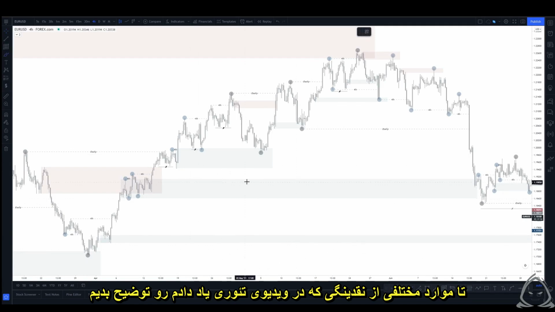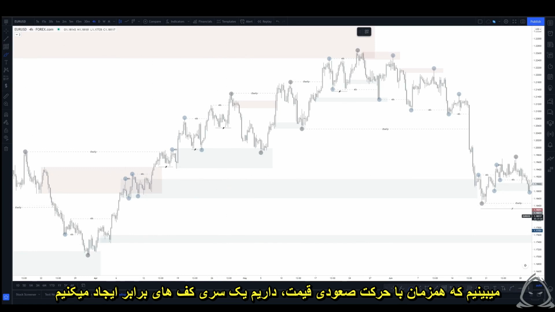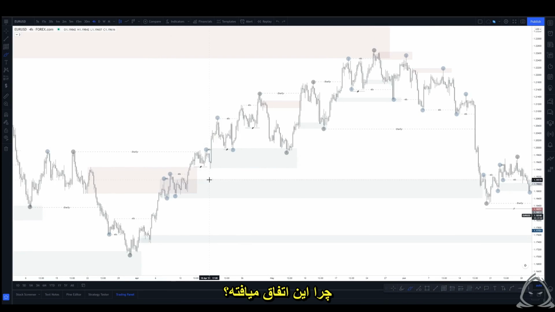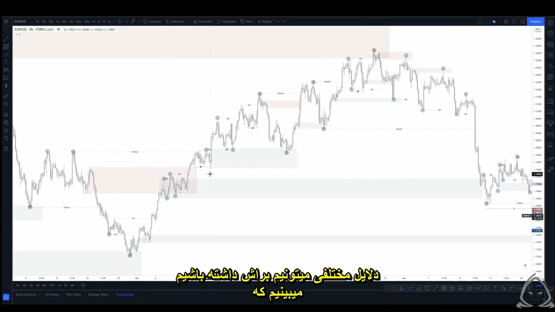So what we can see is as price is moving to the upside, we start creating a series of equal lows. What ends up happening? Price sweeps those equal lows. We come down because we've tapped into this pool of money that's starting to exist. And why is this happening? We can come up with that for a couple of different reasons.